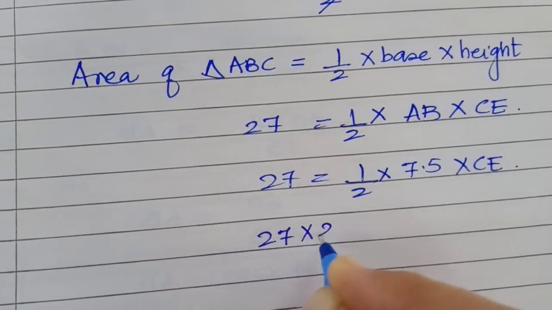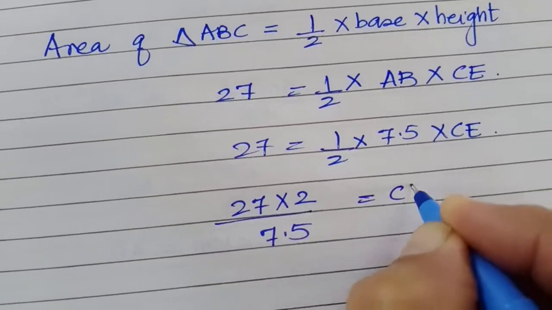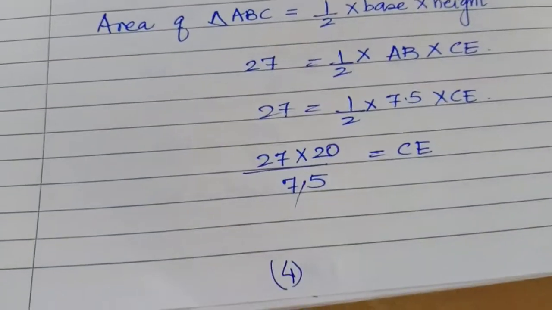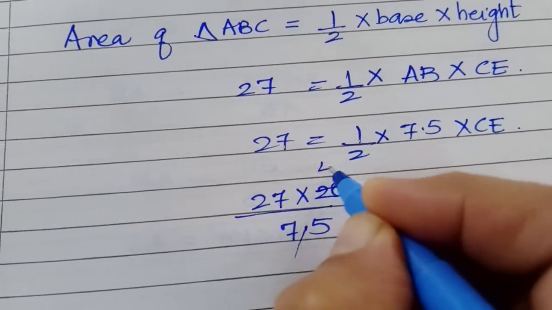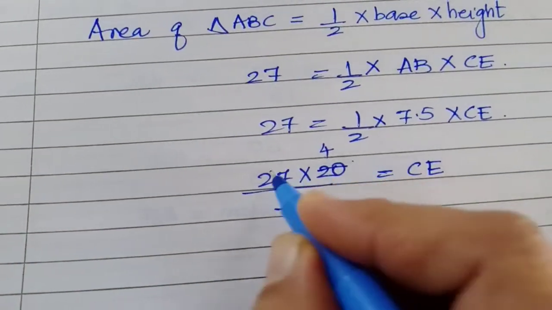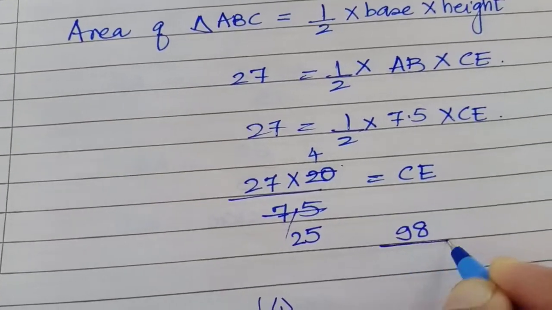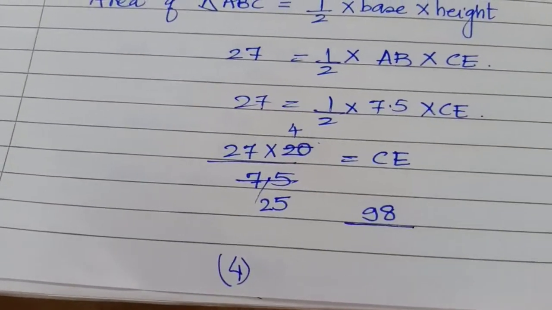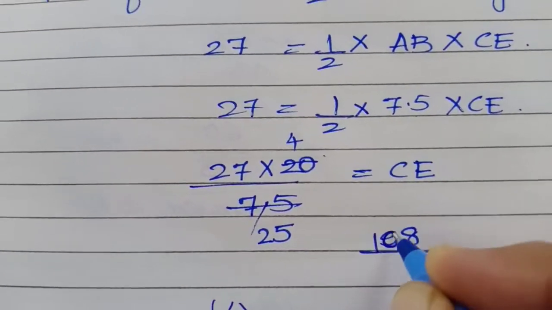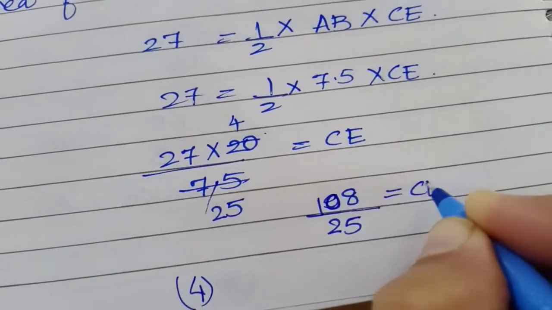So bringing all the terms to the other side here, 27 into 2 by 7.5 is equals to CE. If you remove the point here, I get a 0 over here. 5 4s are 20, 5 25s are 125. So if I multiply this, I get it as 108 by 25 is equals to CE.